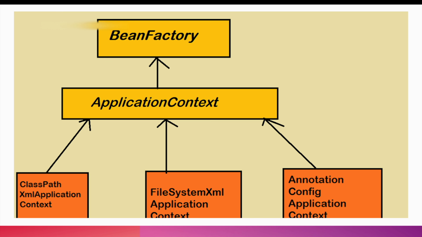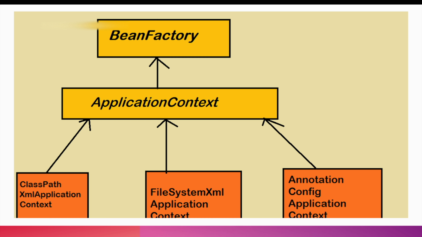So the two containers that Spring provides, bean factory and application context, look like this. Bean factory is basically an interface, a root level interface, and application context implements that bean factory, and application context itself is an interface, and these three classes we basically use in our project.